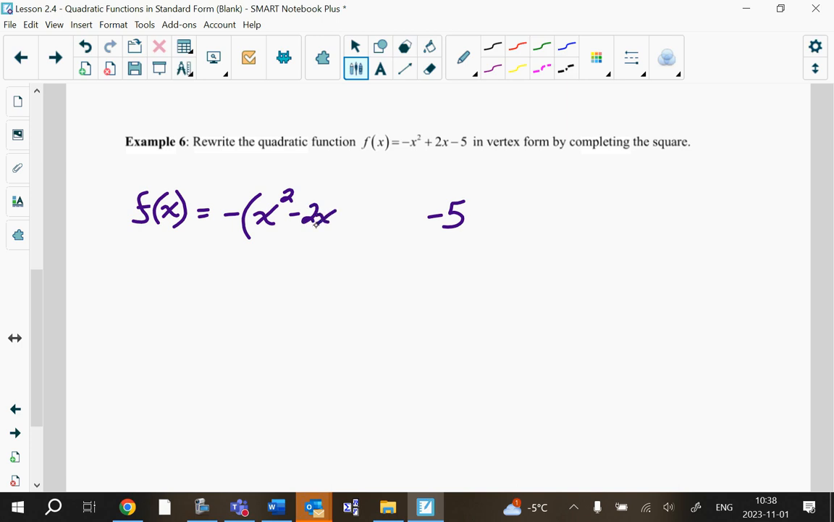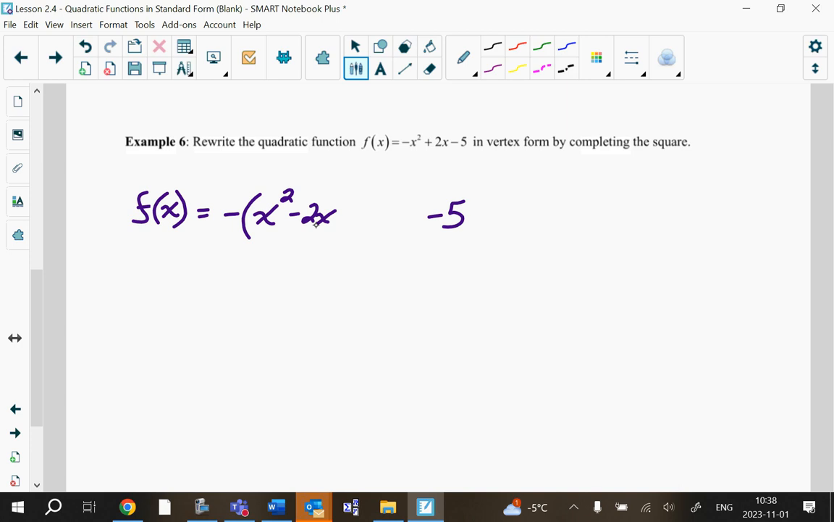These two mean the same thing. All I've done is divide a -1 out of both of these. Why did I do that? Because I want x squared. I don't want negative x squared. So now look inside the parentheses and complete the square.